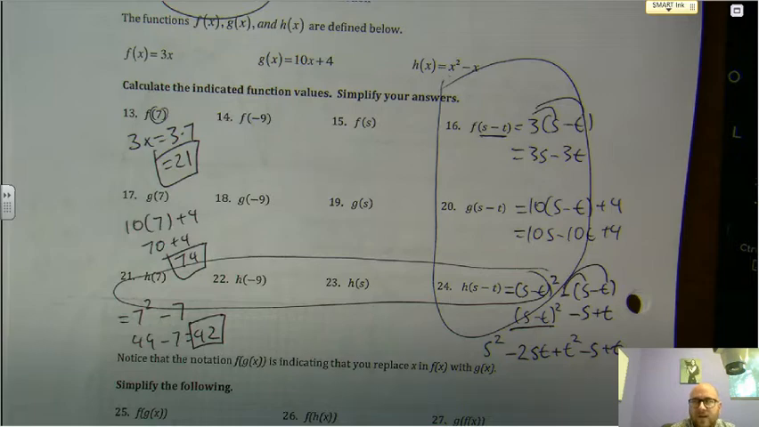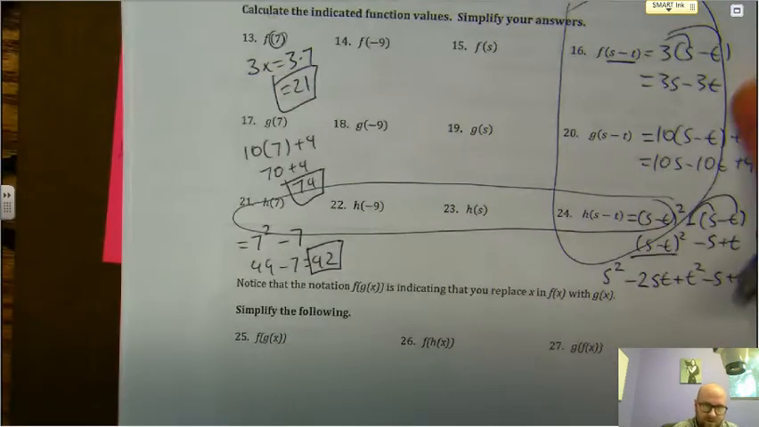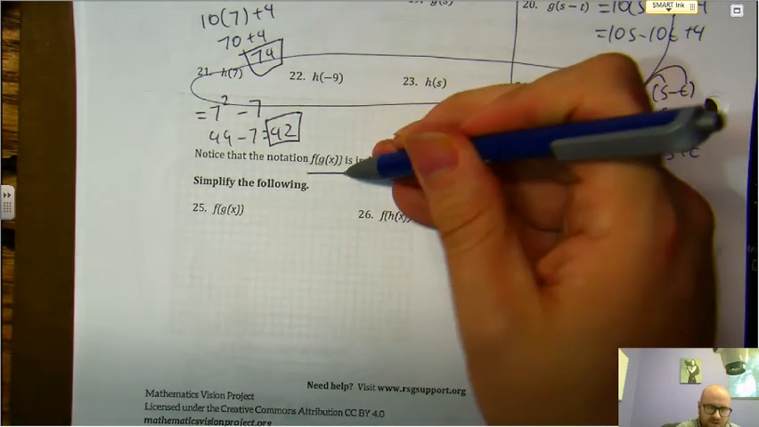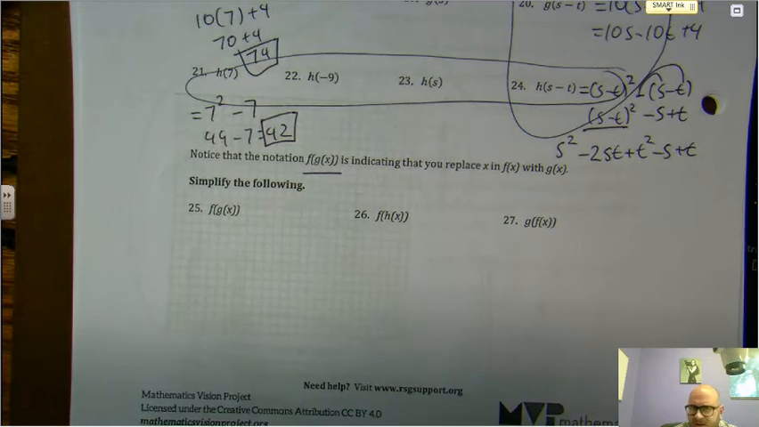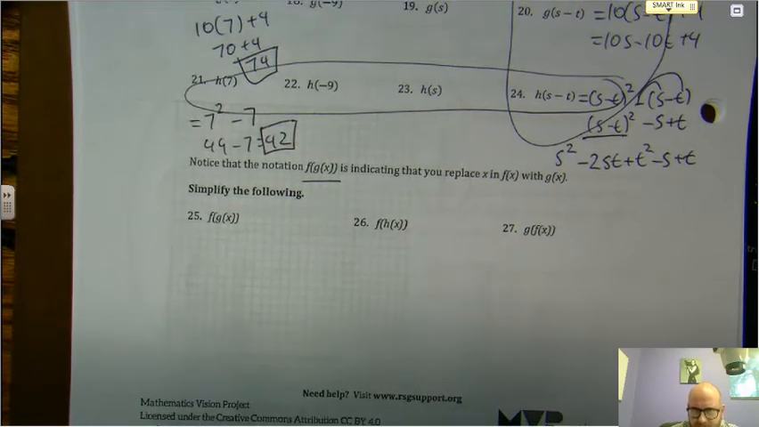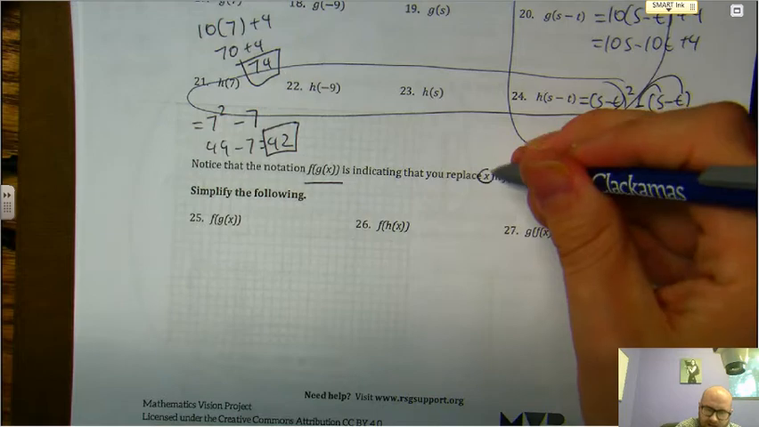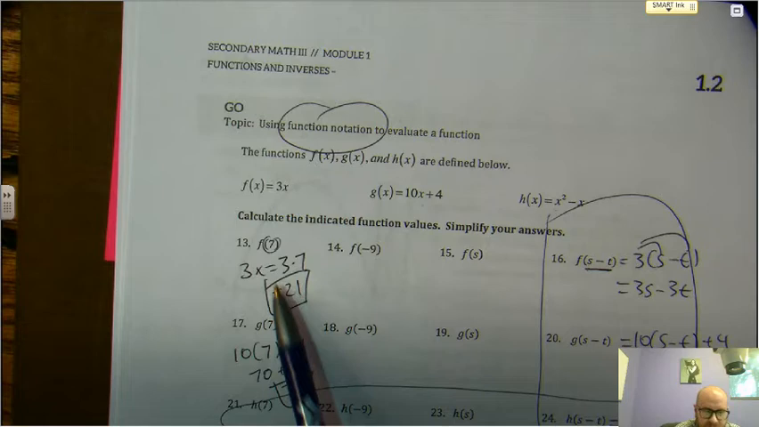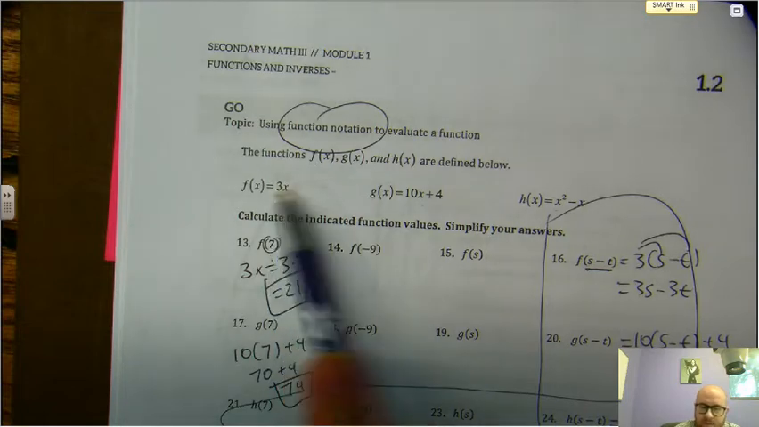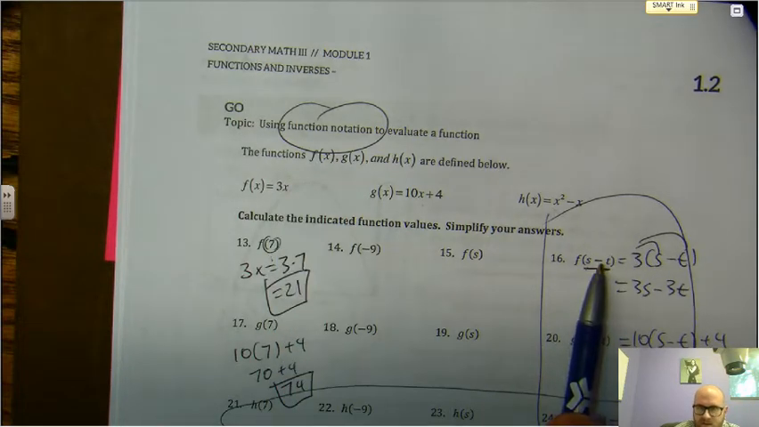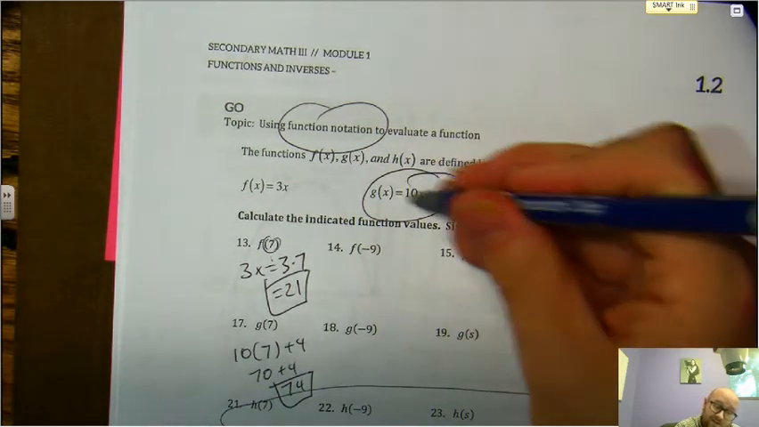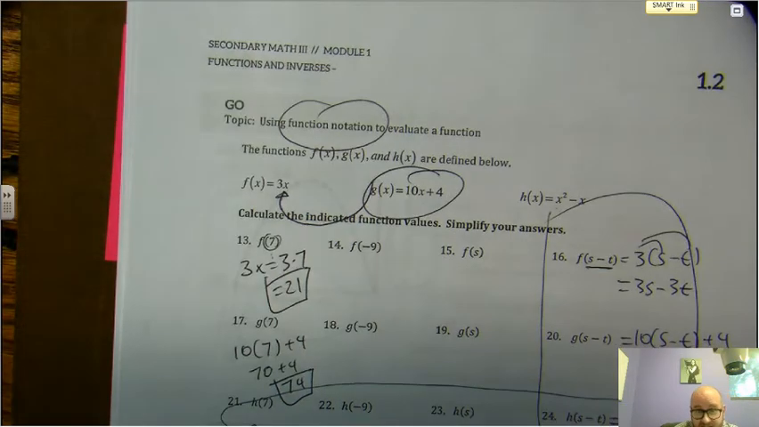Okay, the last problem I want to do is number 25 here. So what this is asking us to do is look at this notation here, f, and then instead of an x, we're putting g of x in. So this indicates we're replacing x in f of x with g of x. Previously, we would plug 7 into our f of x equation, or we'd put s minus t into our f of x equation. This time, we're going to take all of g of x and plug that into the x. So let me rewrite it down here.